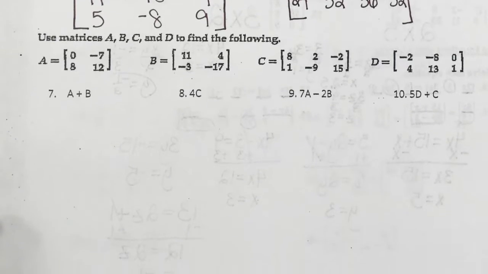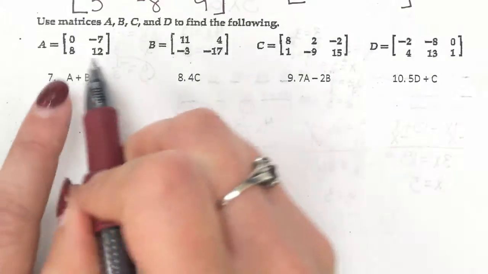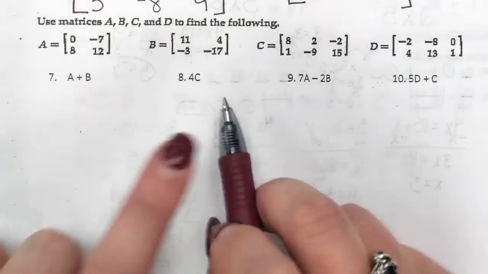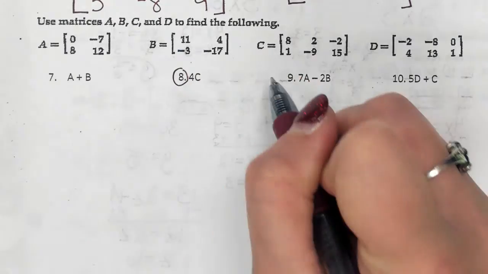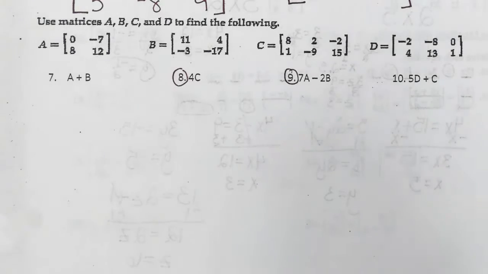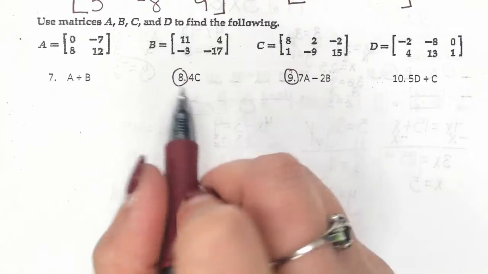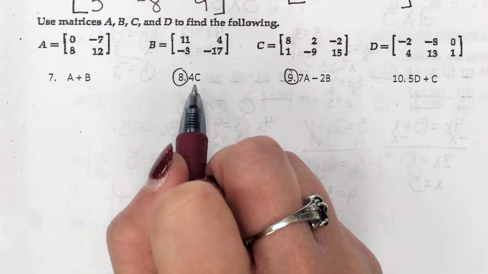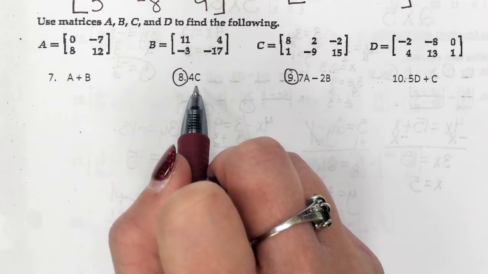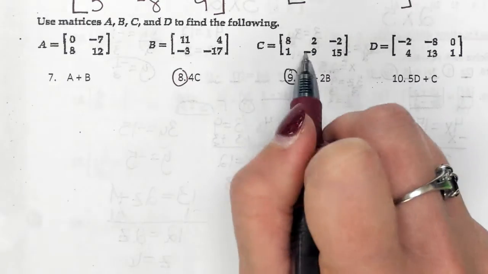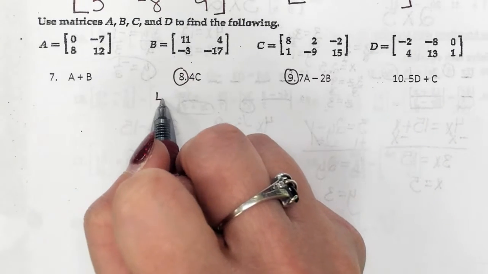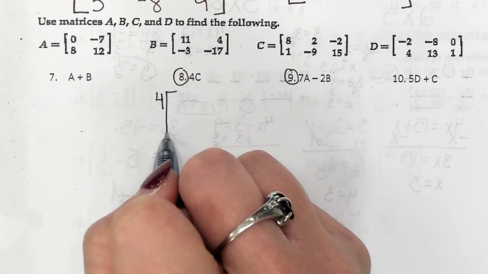Last thing we're going to do is down here at the bottom. Notice it's the exact same thing, but they give you the matrices up here, and then you have to do whatever it tells you to do. So we're going to do 8 and 9 together. Here we go. What is this telling you? So here's matrix C right here. It might help you to write it down. You're going to do 4 times matrix C.